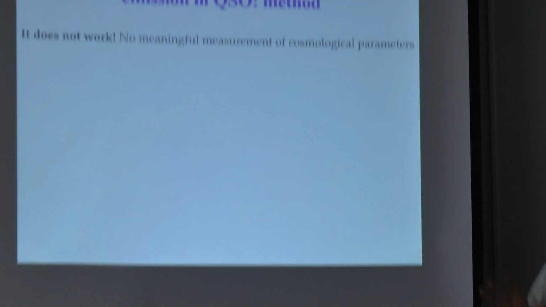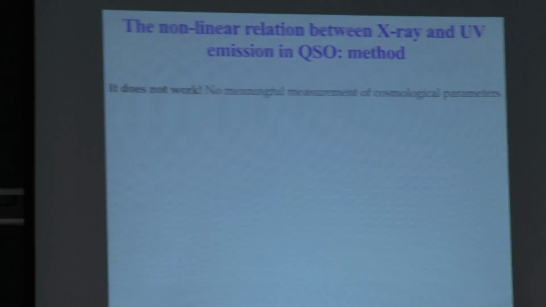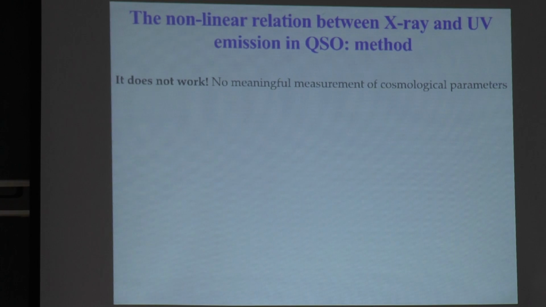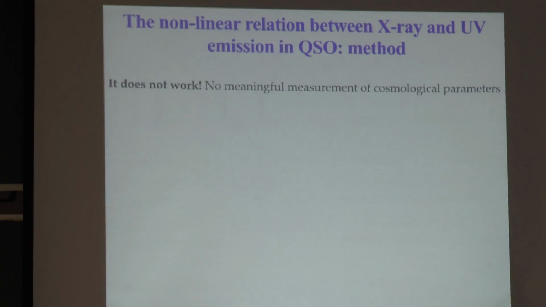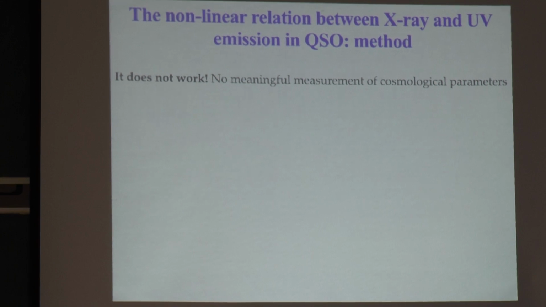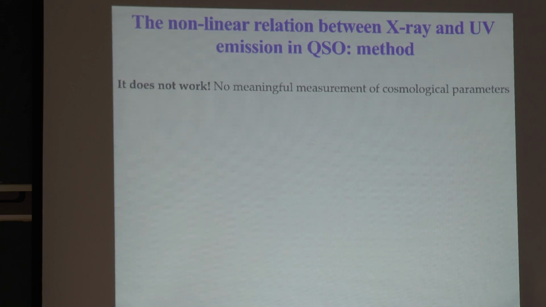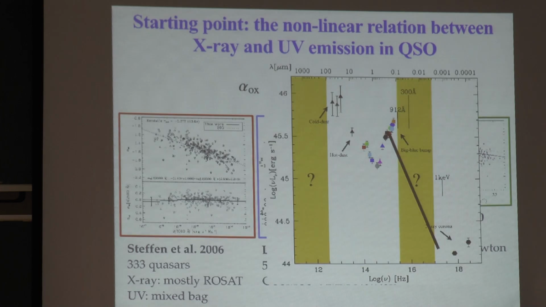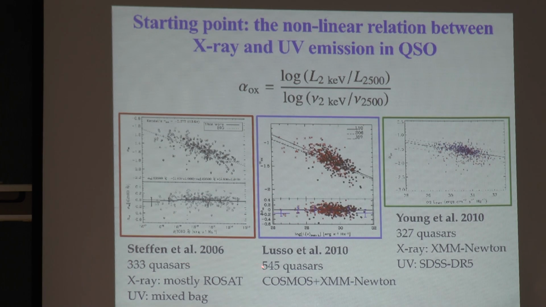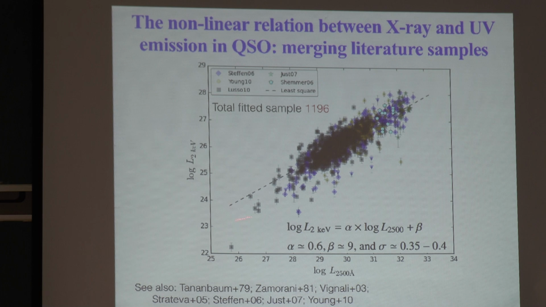Everything I have described so far could have been said 20 years ago. So there is nothing new in this, and indeed it doesn't work. I don't even know if somebody tried to use this correlation for cosmological purposes. Maybe somebody did, but never published because it doesn't work. You can try with all the published samples, even the most recent ones that I've shown you here. These were the three samples: 300 quasars, 500, and 300. These are the best samples published so far, and this is the combination of these three samples, so more than 1,000 objects. And with this dispersion, it doesn't work.